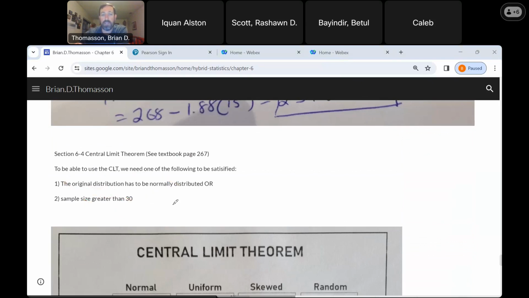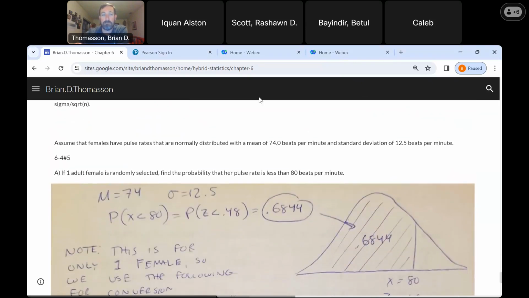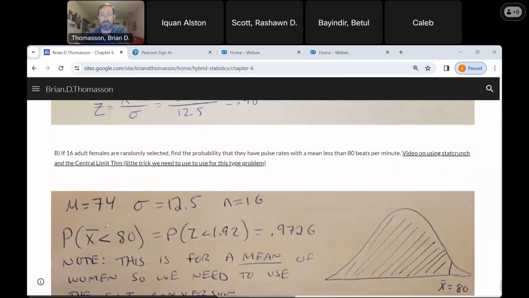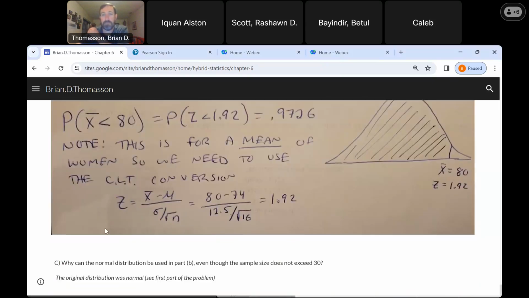If we look carefully at our directions, it says assume females have pulse rates that are normally distributed. As soon as we say it's normally distributed, we don't care about the sample size because we're already in this first column. If it did not say it was normally distributed, then we'd have to have at least 30 to continue. Does that make sense to everybody? Let me stop there and see if you have any questions.